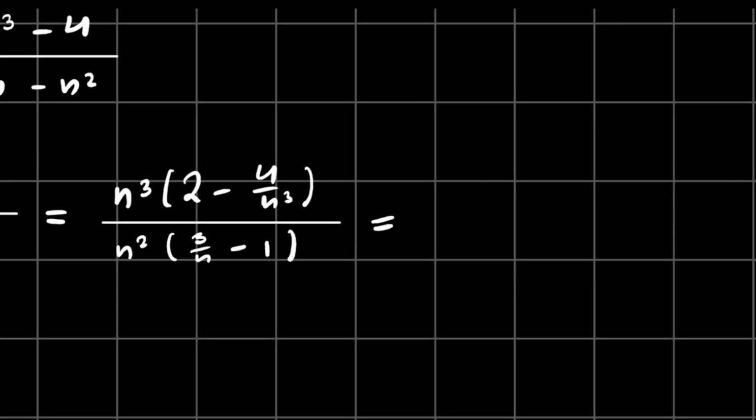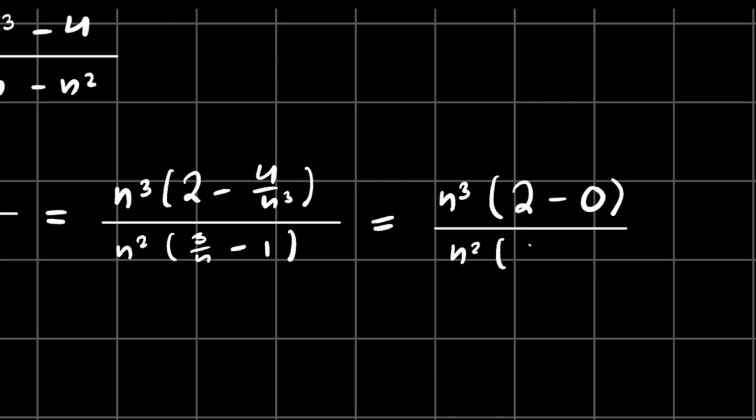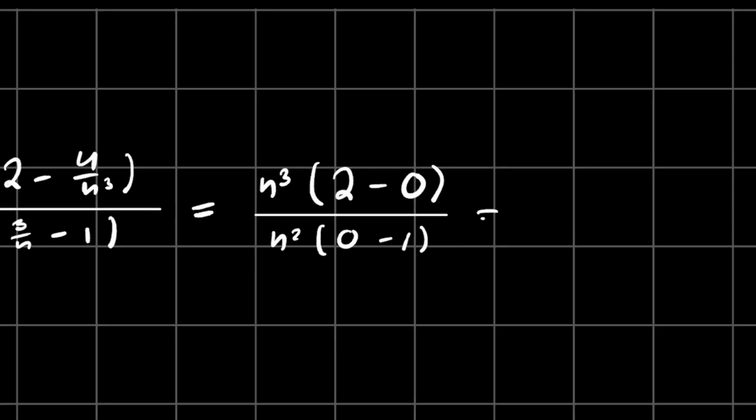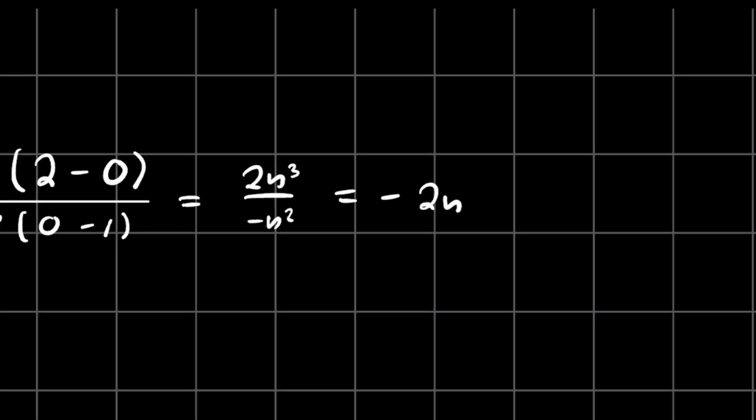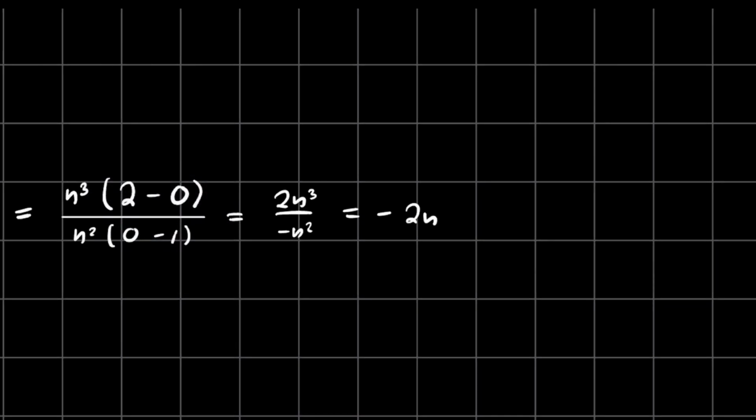So at the end, we're going to have simply 2n cubed, and then that makes sense. We can have simply n cubed times 2 minus 0, right? As it approaches infinity. And then n squared as this minus 1. Then we're going to have 2n cubed over minus n squared, which is simply going to be minus 2n, simply. So that's pretty much the limit of our sequence.